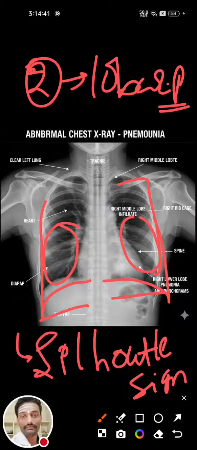In the silhouette sign, the right middle lobe obscures the right heart border, the right lower lobe obscures the right diaphragm, the left lower lobe obscures the left diaphragm, and the lingula obscures the left heart border.